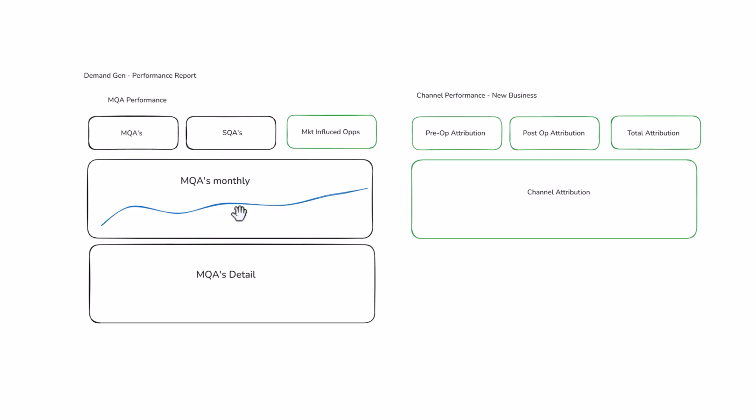And whether you're doing MQAs or MQLs, it really doesn't make a difference, but I figured I would start with MQAs here. And the other thing I want to be able to show is how are their channels performing, and look at the attribution, pre-op, post-op, total attribution at the channel level. And I want to focus this down on new business and lock it down for them. So let's see how we're going to do this.